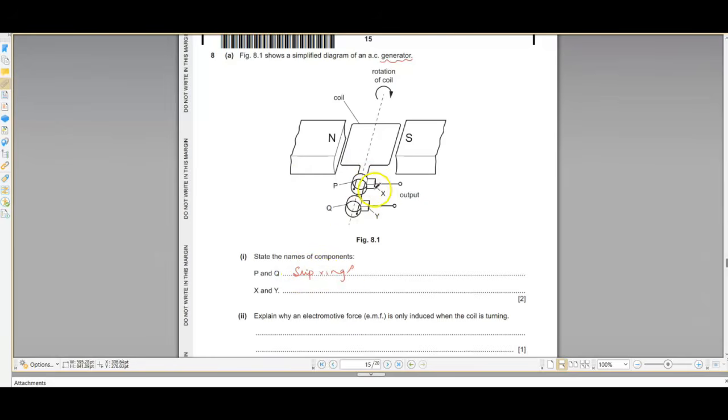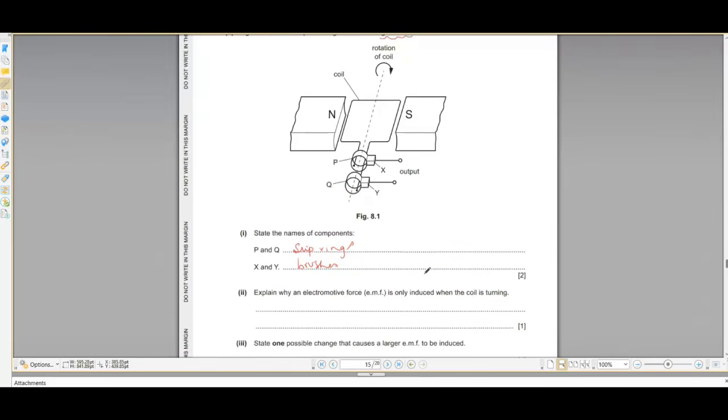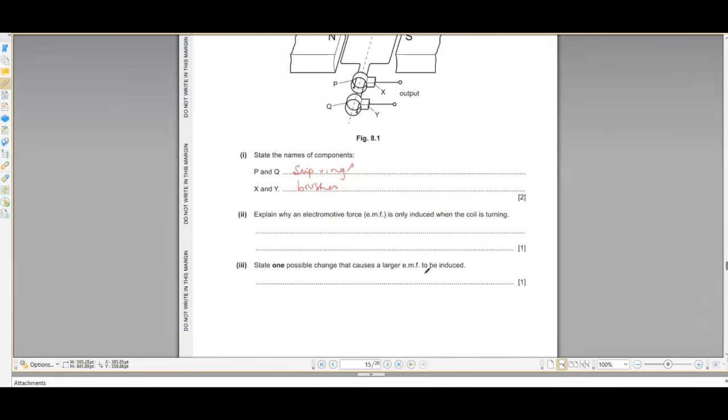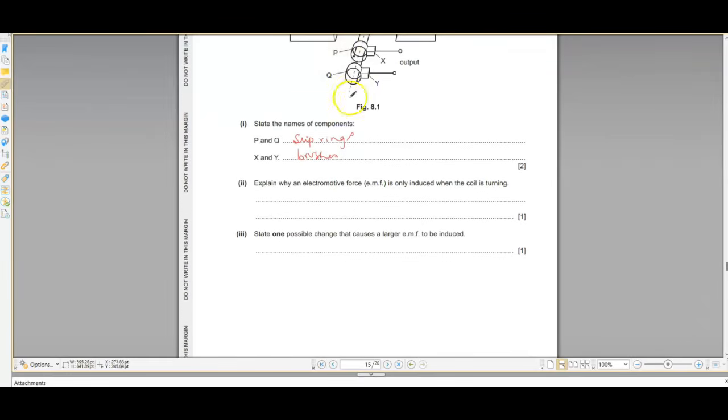And these points X and Y would be brushes. In an AC generator these rings are slip rings, and in a DC motor these are split ring commutators. So do pay attention to what you are being asked. Part 2: explain why electromotive force is only induced when the coil is turning.